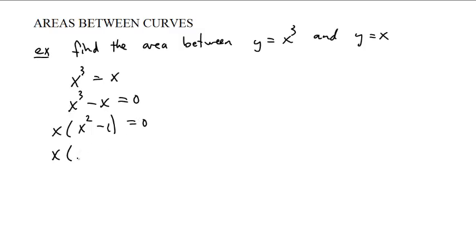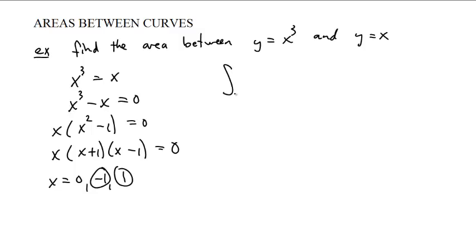That can be factored even further. X plus 1 times x minus 1 is x squared minus 1. And so x is 0, negative 1, and 1. Ooh, what happens? Well, we have 3 different points where they overlap. Can we just use the largest of the two?